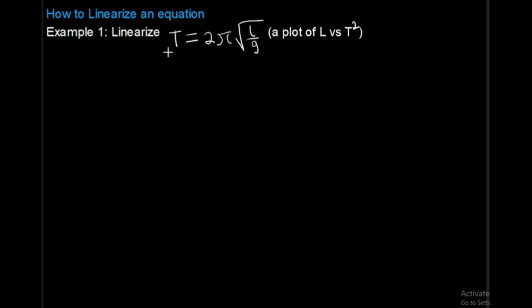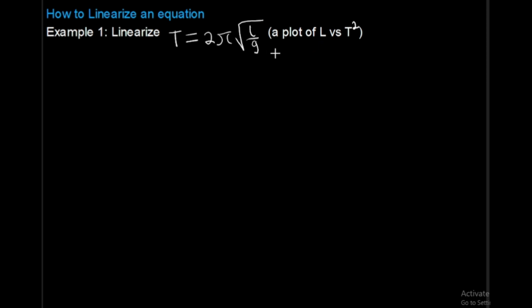Most times when they give you a question like this, they say linearize T equals 2 pi root L over g. You see something on the side or in brackets, a plot of L versus T squared. So a plot of L versus T squared is telling you about the graph. That's to say L is the vertical component and T squared is the horizontal component. The first one is always the vertical and the second one is always the horizontal. So when they say linearize an equation, they're simply telling you to make the vertical component the subject of the formula.